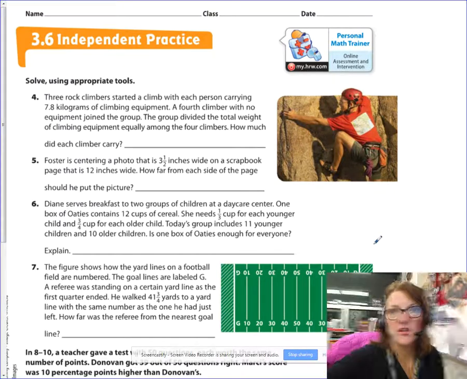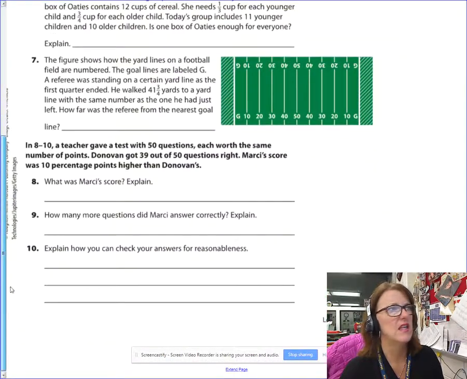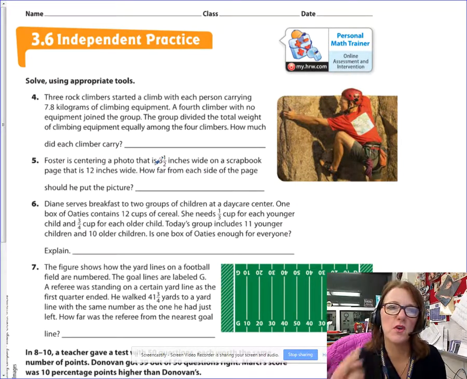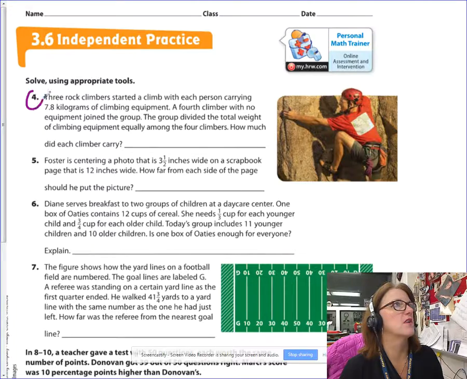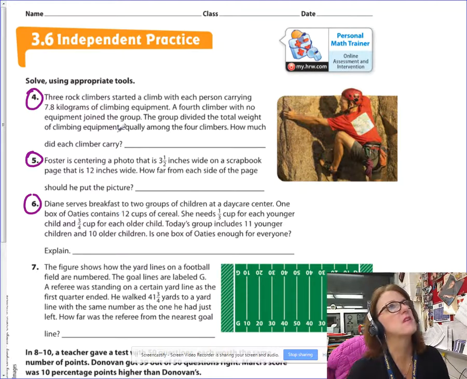Alrighty, here we go. This is page, let's see, I think it's 99. Cool. So what I need you to do is get your textbook out. I assigned a few of these, and then we're going to work through a couple of the challenging ones. These are multi-step things, and you're practicing all of your operations with rational numbers.